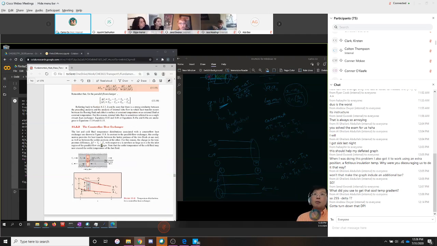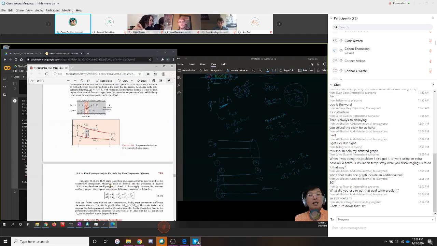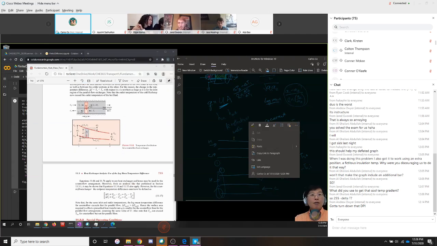You contrast this with the situation here, for example, right? Notice what happens here. The other thing you notice is that this hot stream outlet temperature can actually get below the cold stream outlet temperature. So this cold stream outlet temperature can actually be higher than the hot stream outlet temperature. Did you see? So you could easily have a situation something like this.